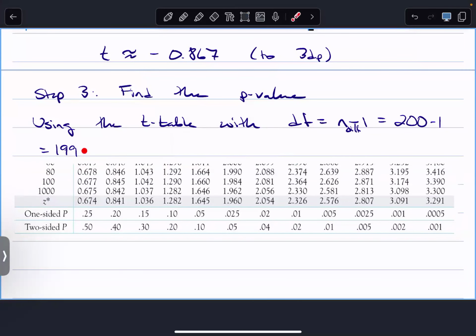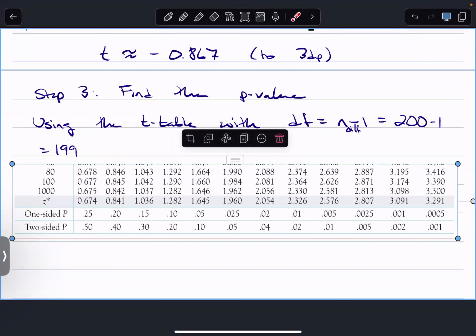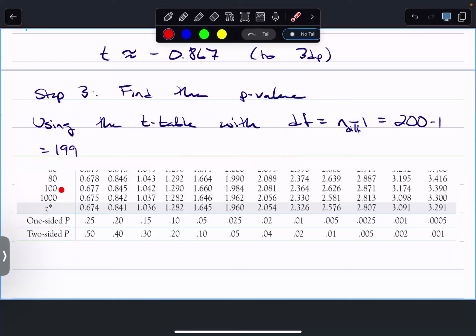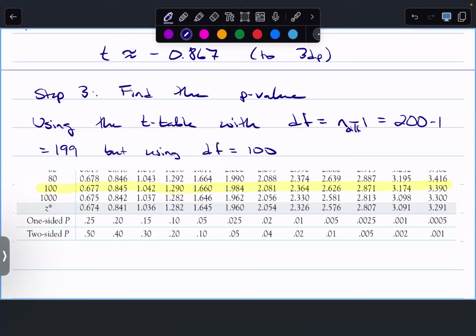After this 199, you're going to tell me what it should be, and then tell me what you're using if the exact one isn't on there. So we're going to be between 100 and 1,000. Of course, we have to bump it down to 100. Otherwise, we're lying. So, using degrees of freedom equal to 100.